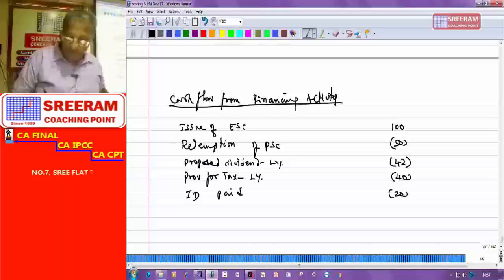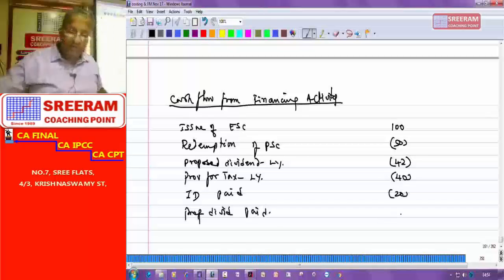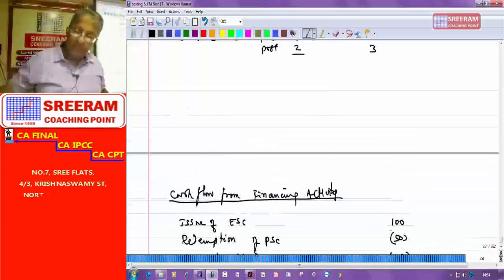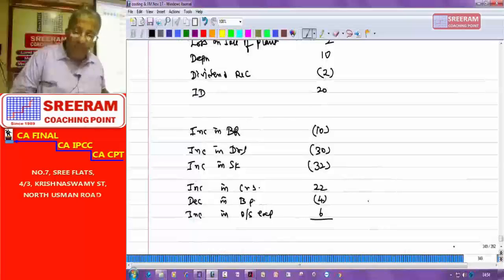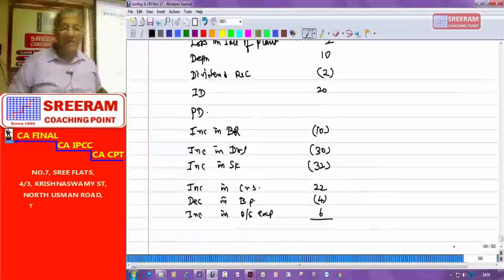Preference dividend paid. 8 within brackets. There. Preference dividend provided. How much is it? Now you can take up.